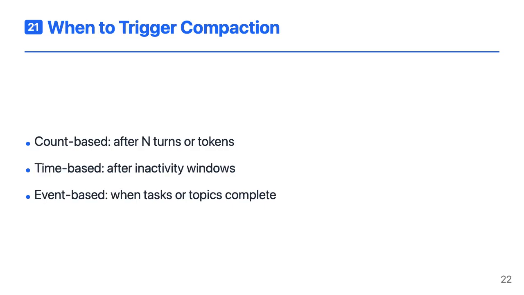A key design choice is deciding when to compact. Count-based triggers fire when the conversation exceeds a threshold in turns or tokens, simple and often good enough. Time-based triggers run compaction jobs after periods of inactivity, using idle time to clean up. Event-based triggers are more semantic. The agent decides to compact when it detects that a task, subgoal, or topic has wrapped up, which often aligns better with how humans think about conversation segments.